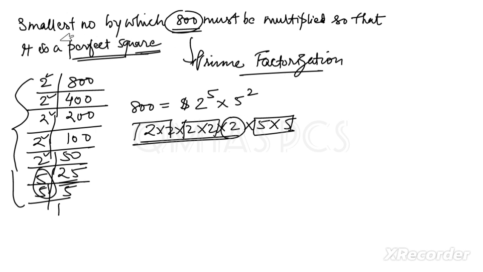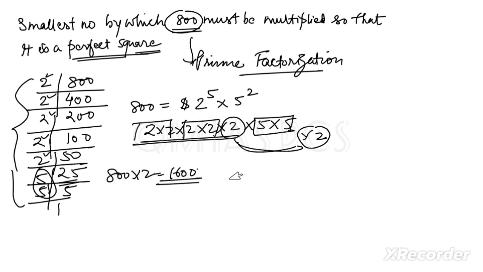So if we multiply this complete number by 2, this will become a pair again, and then that number will be a perfect square. Got it? So that means if you multiply this 800 by 2, it will be 1600, and 1600 is a perfect square.